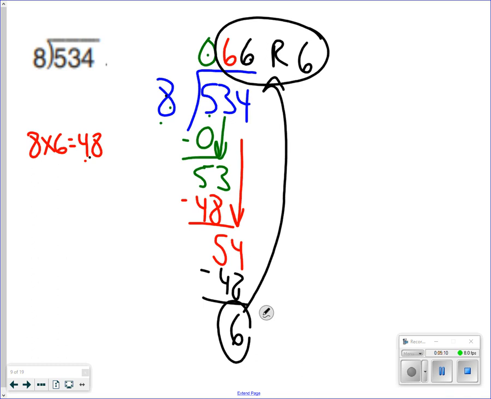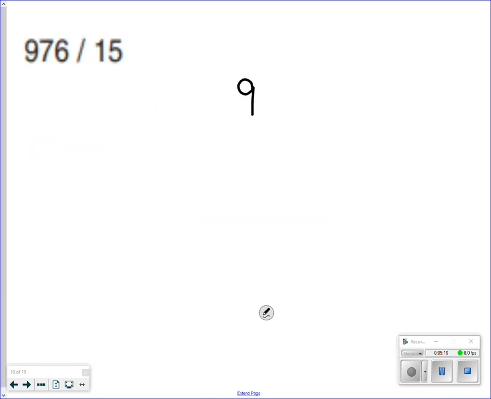Hoping this is helping you kids a little bit. Let's look at the next one. Next one's a little harder. We have 976 divided by 15. Once again, you'll only have to multiply by 15 at the highest amount. So let's take a look how we're going to do it on this one.